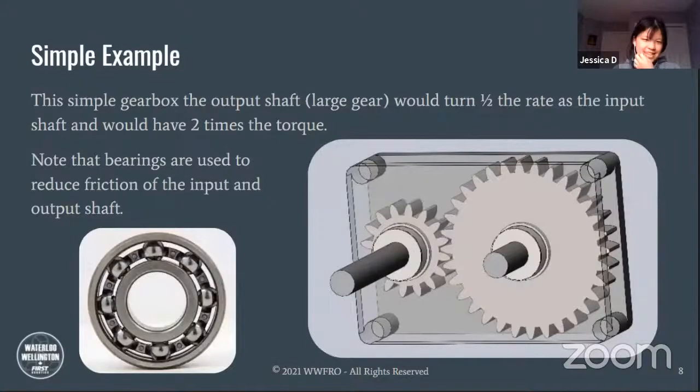All right, so a lot of content was just drilled into your minds. So why don't we start off with a little example to put things into perspective. So this is a simple gearbox. I mean, it's simple to most gearbox experts. The output shaft, the large gear, would turn half the rate as the input shaft and would have 2 times the torque. And the reason for this, if you've already caught on, is the number of teeth.